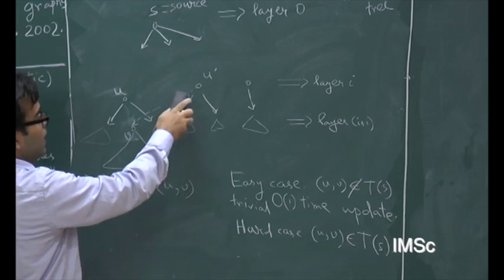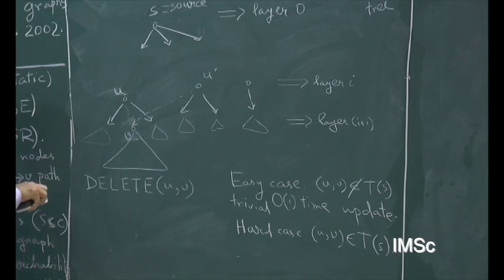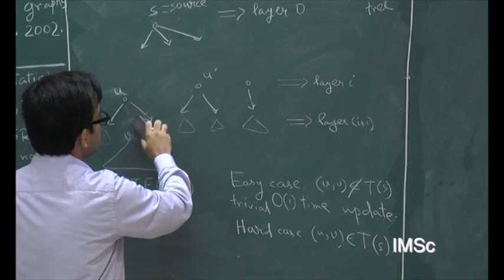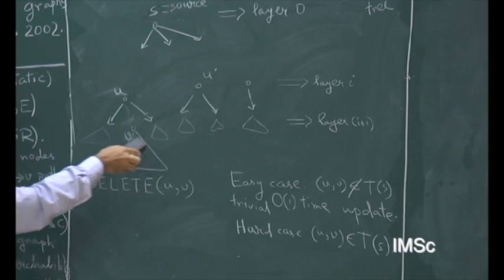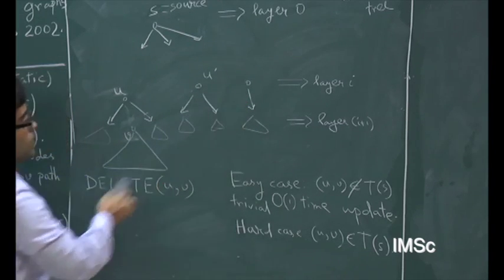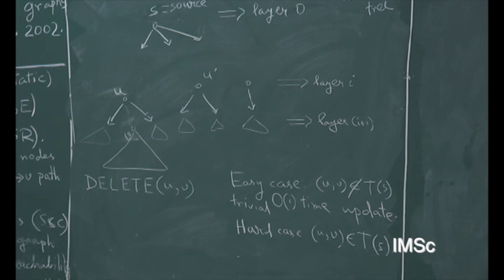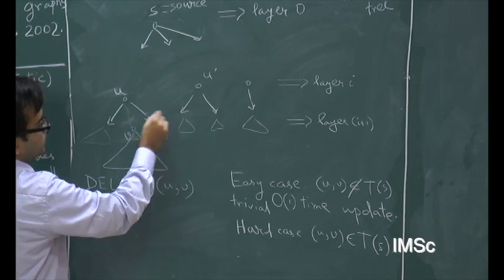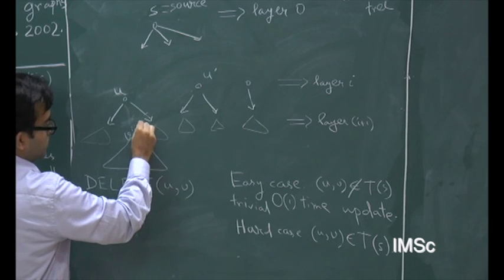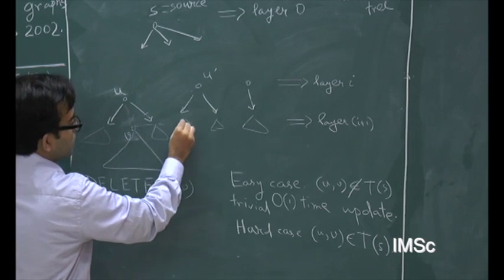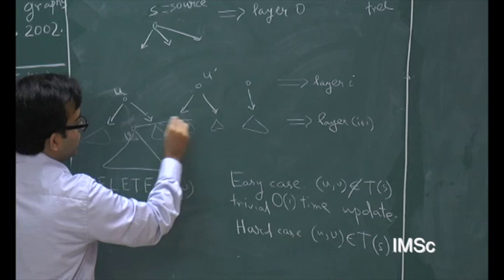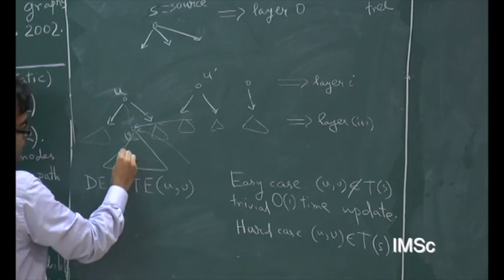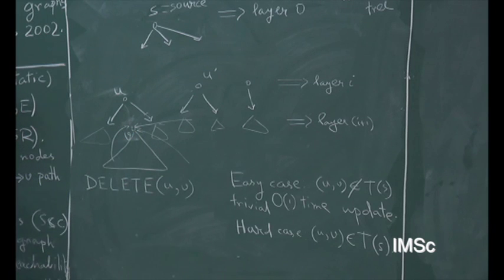So this is a mildly easy case. You can find this. Otherwise, what is the hard case? There is no such edge to V from some node in layer I. So you now notice that all the incoming edges to V, they are either coming from layer I plus 1 or they are coming from below, or they might come even from here. I mean, who knows?